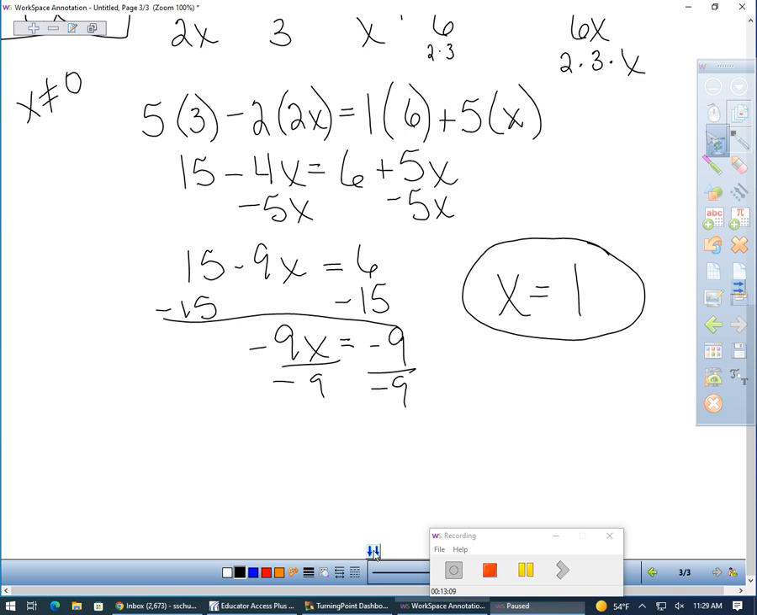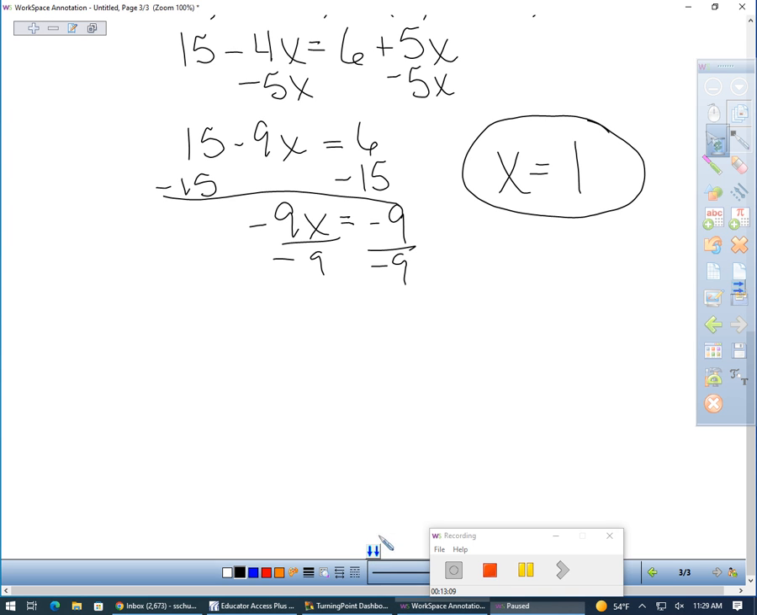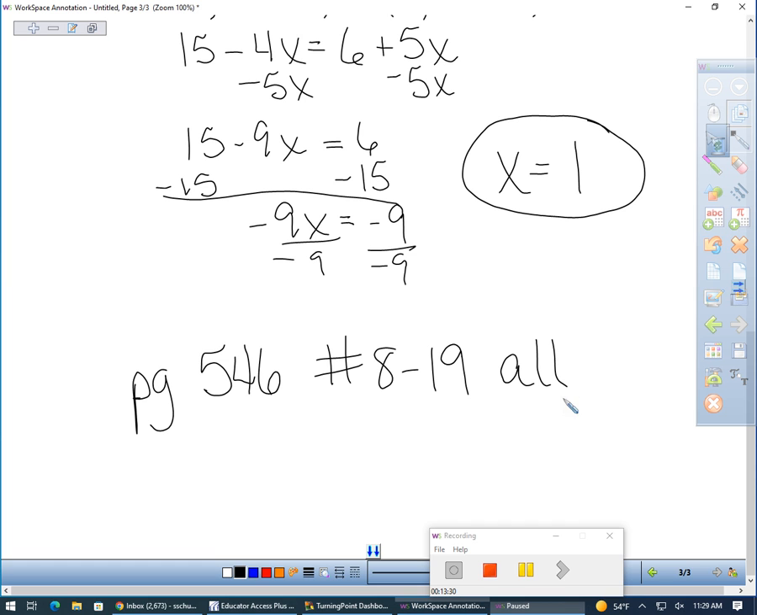All right, your homework for today. I wanted to keep it very basic, and we will build on this more tomorrow. So your homework today is on page 546, numbers 8 through 19 all. That is 12 problems.